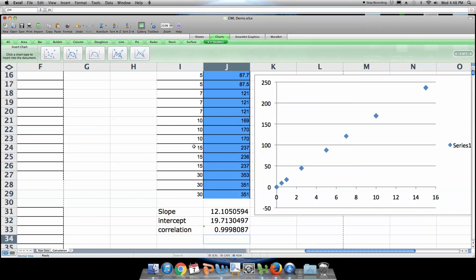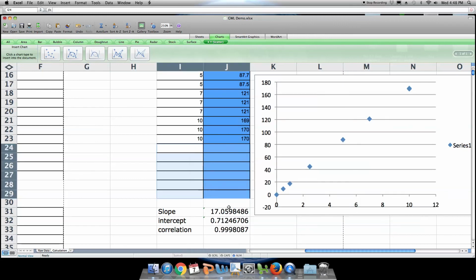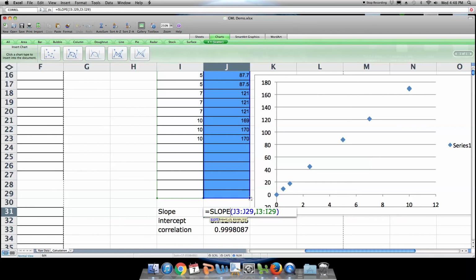So we're not going to use our 15 part per million and 30 part per million standards. Let's just erase those numbers. Do our slope, and do our y-intercept. And we get a nice straight calibration line. We get a very good correlation coefficient, and we get an intercept that is very, very close to 0. We are well on our way.